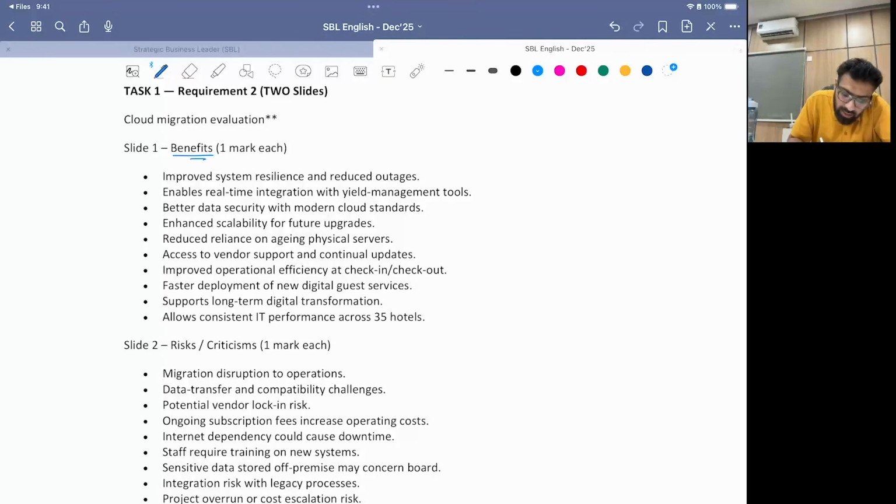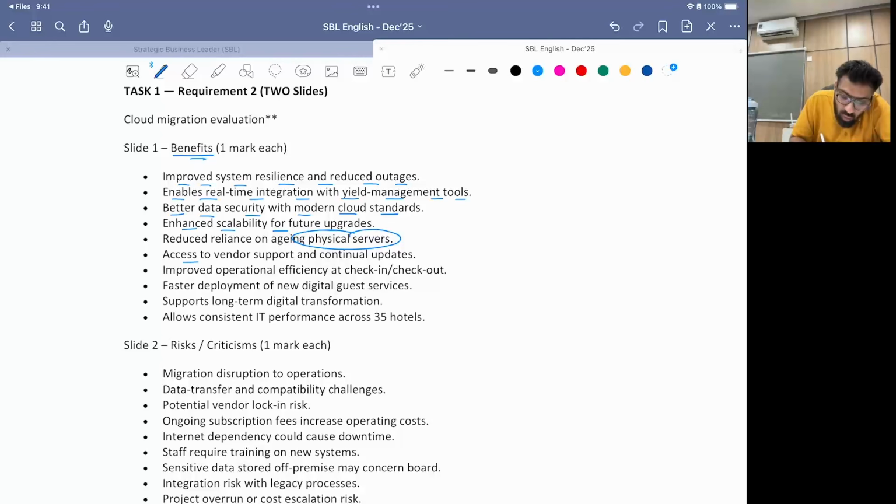Benefits would be improved system resilience and reduced outages, right? Enables real-time integration with the yield management tools, right? And then we have better data security with modern cloud standards, enhanced scalability for future upgrades, so you can upgrade it later, right? And reduced reliance on physical servers. In today's world, you do not need to have physical servers, right? You need some hosting from the cloud-based servers, right?